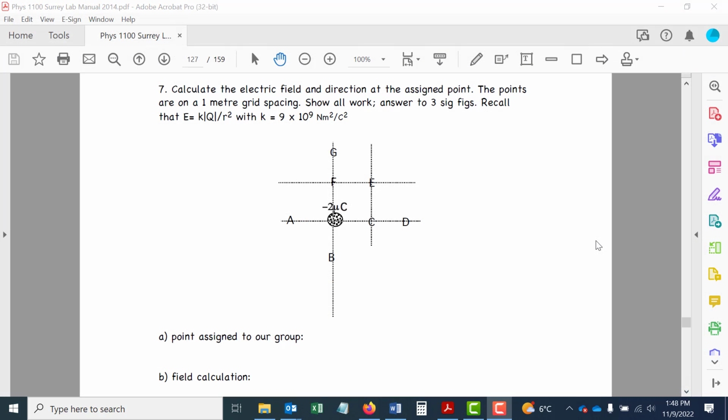In questions 7 and 8, your group is going to be assigned one of the points on this diagram, and you have to calculate the electric field's magnitude and direction at that assigned point. The question tells you to assume that each of these grid steps is 1 meter long, so you figure out your distances r from that, and they also give you the value of k. You also know the strength of the charge, Q, right here. And then, as I say, you're going to calculate the electric field's magnitude at whatever point you've been assigned, and also figure out what direction the electric field is going to point from that assigned point.